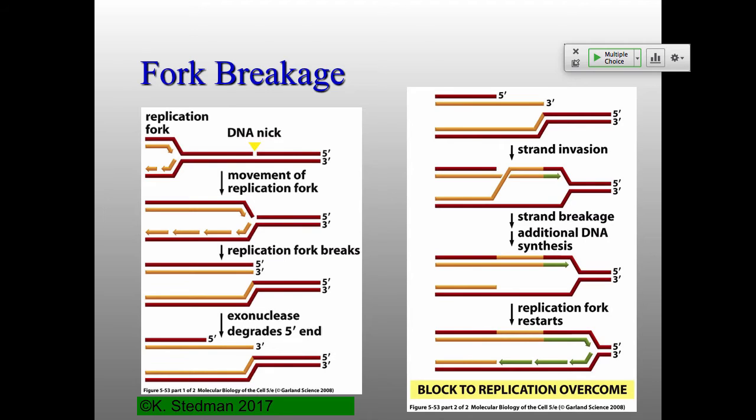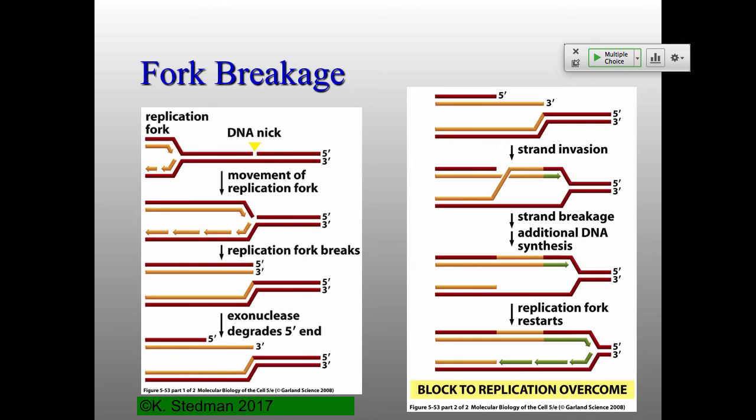And so that's just shown here. Here's a cut in one of the strands of DNA. Your replication fork comes through here, and you end up with a double-stranded break. This piece is not connected here anymore.